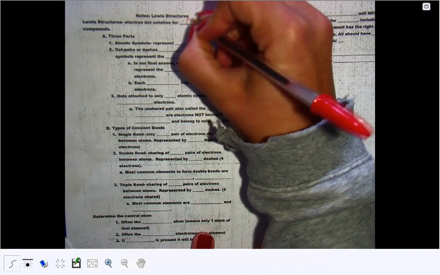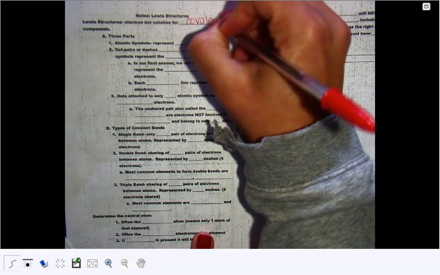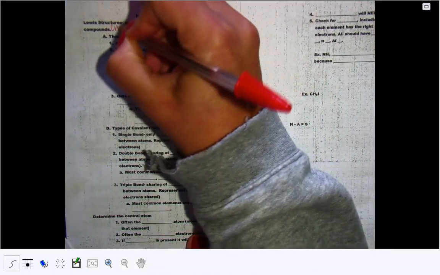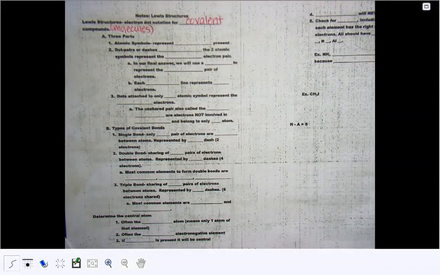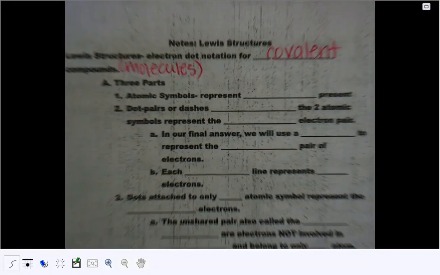Okay? All right. So Lewis structures, electron dot notation for your covalent compounds or molecules. Molecules is probably the better word to use. All right, it's molecular. I'm going to zoom in so you guys can actually see. There you go.